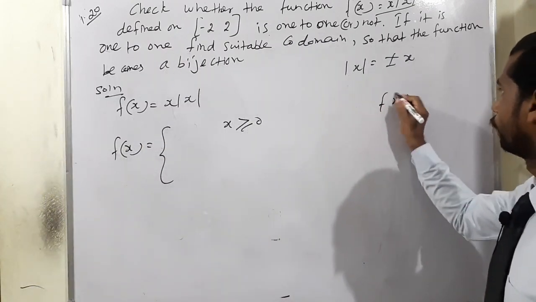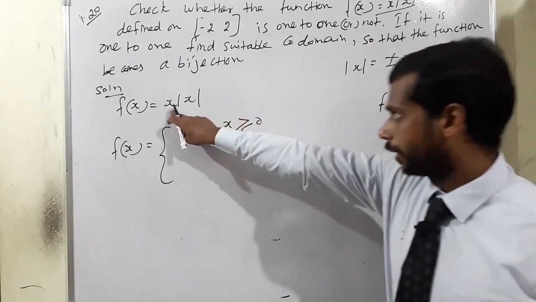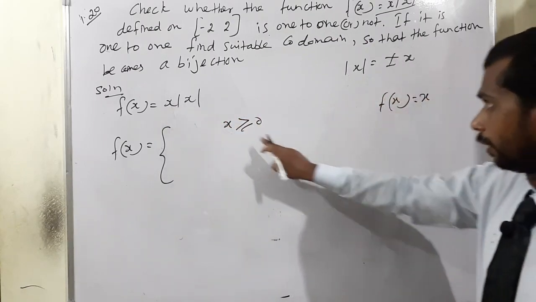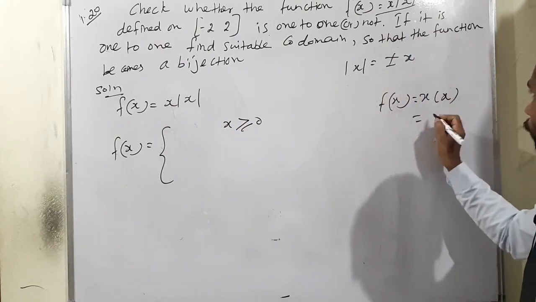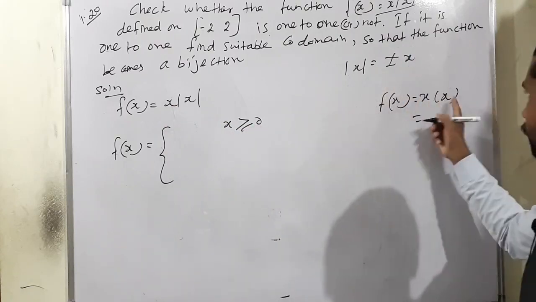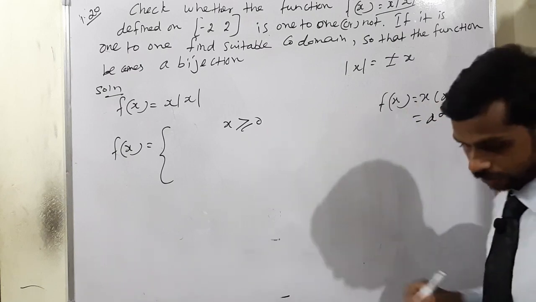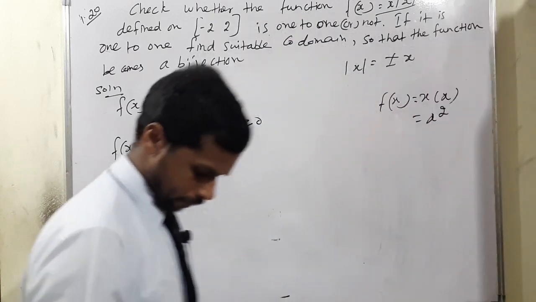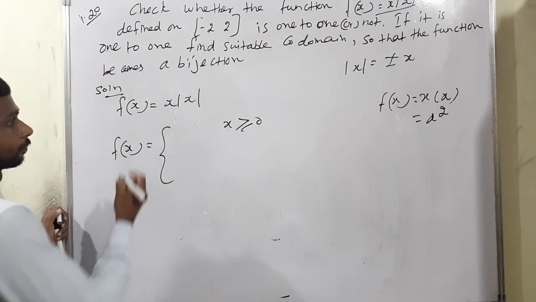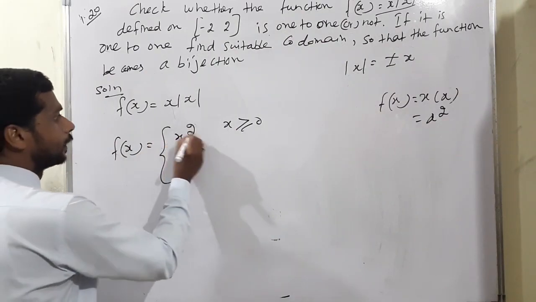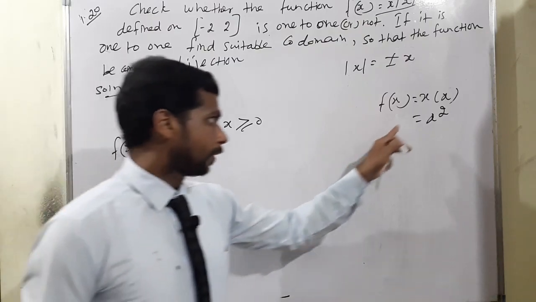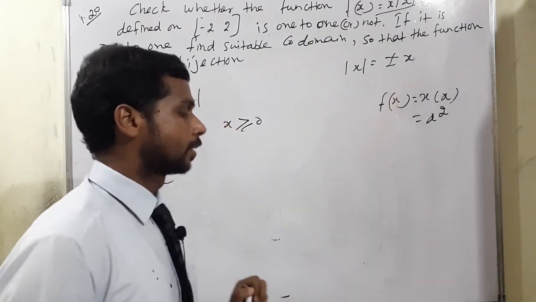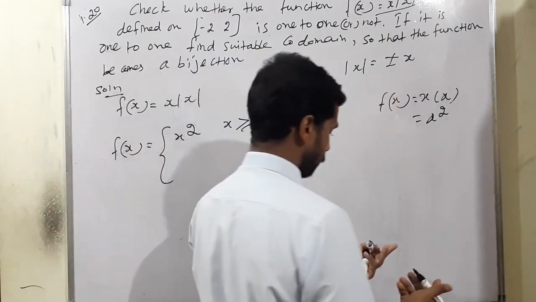So, f(x) = x mod x, where x is greater than 0, means definitely we can take positive x only. Therefore, when x is greater than 0, x into x gives positive x square. The first function we can write is x square, isn't it? Then the second one, what will happen? In the second condition, x is negative, so we can write it.